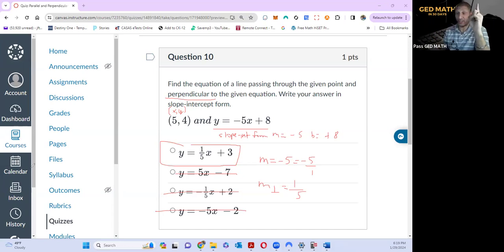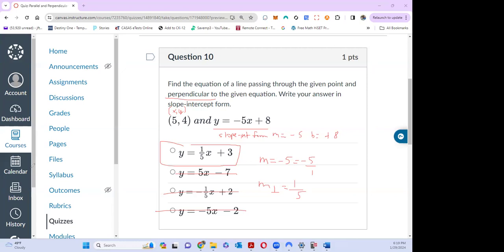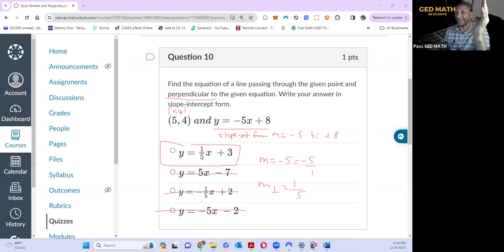Hold on, they gave me a point. That's my X and Y. They gave me an equation of a line. You should be able to identify that it's slope-intercept form. Because it's slope-intercept form, you should be able to identify your slope is -5 and your y-intercept is +8. You should be able to say, okay, if my slope is -5, that's the same as -5/1. So in order to find the slope of the perpendicular, I need to change the sign and flip it. So negative becomes positive, and 5/1 becomes 1/5. So now you have the slope of the perpendicular.